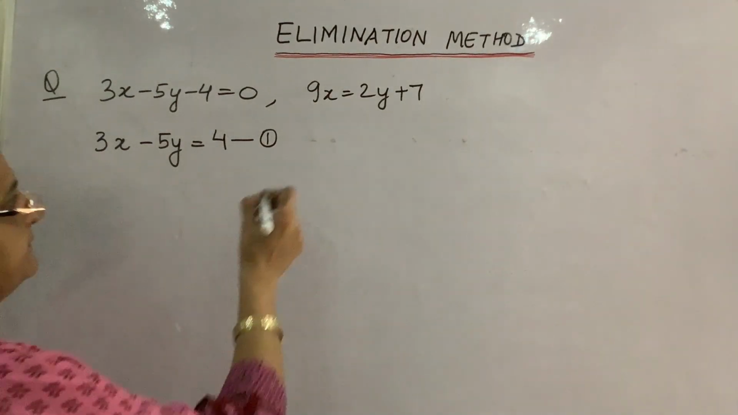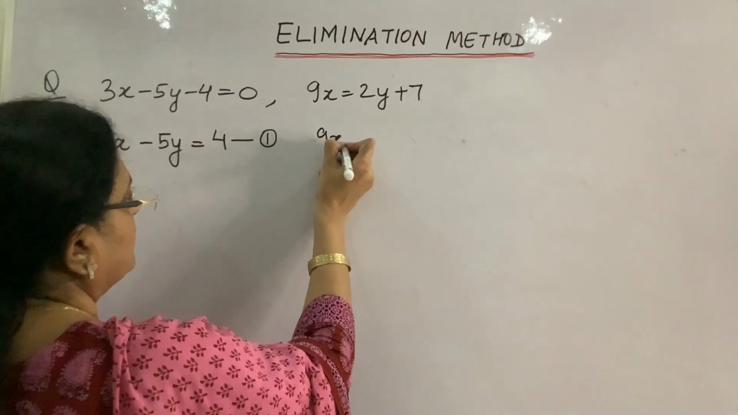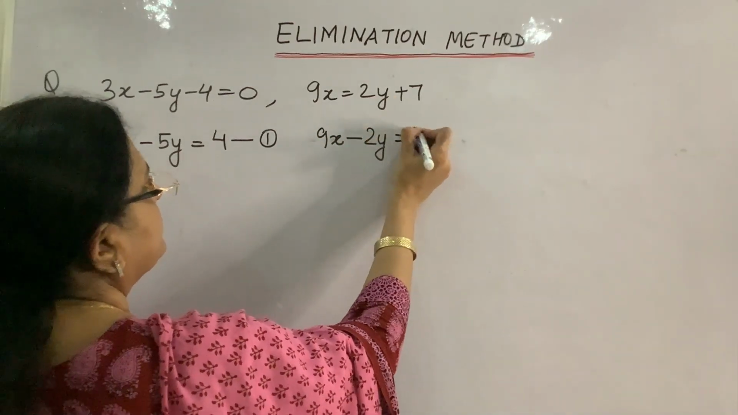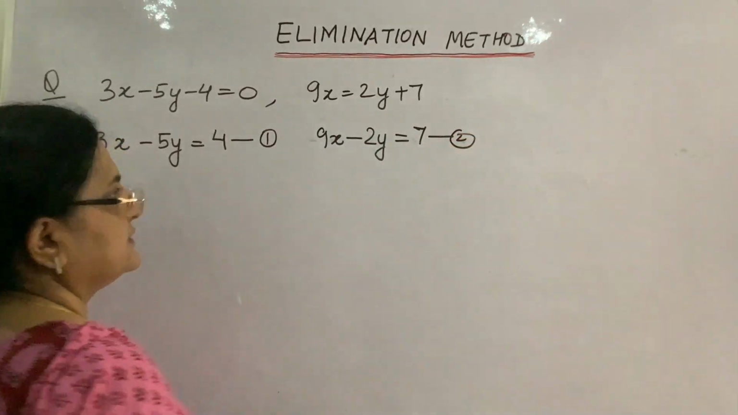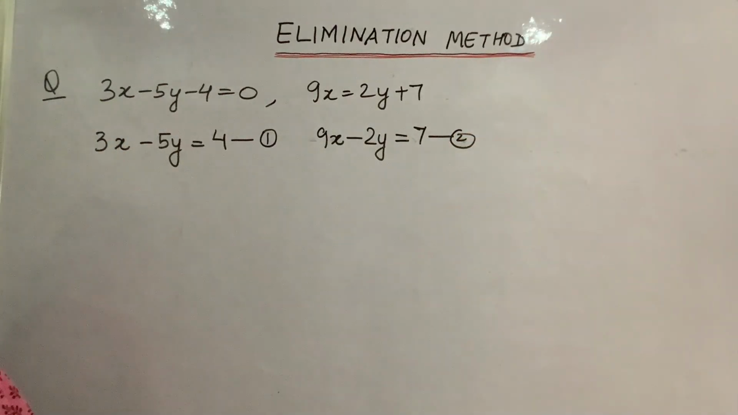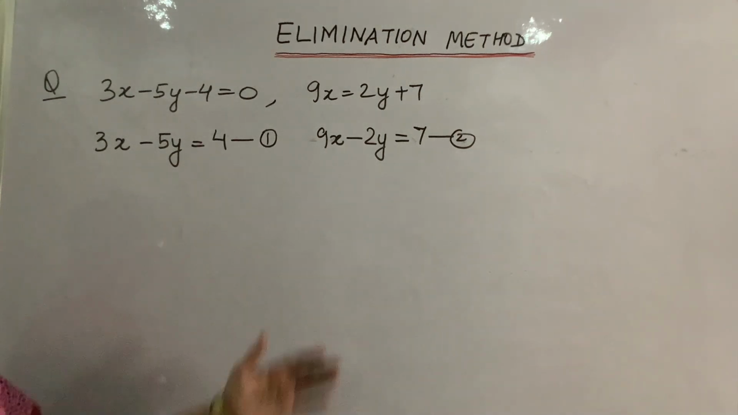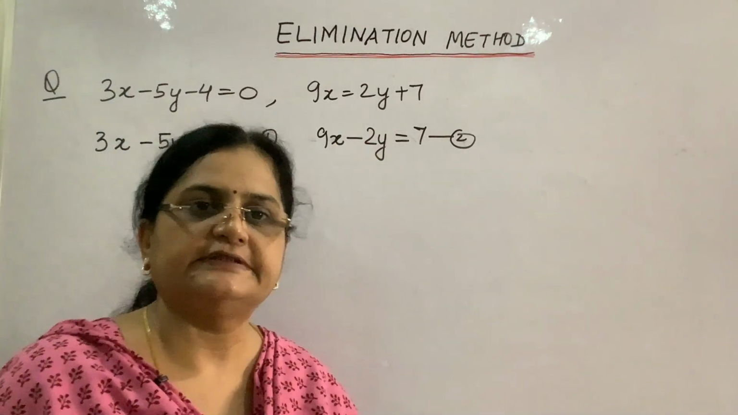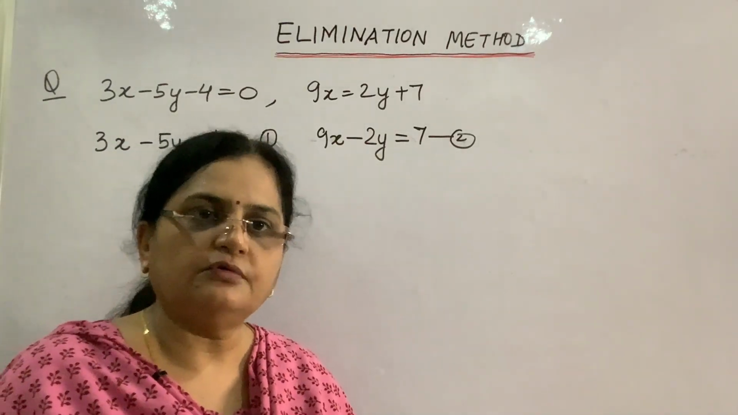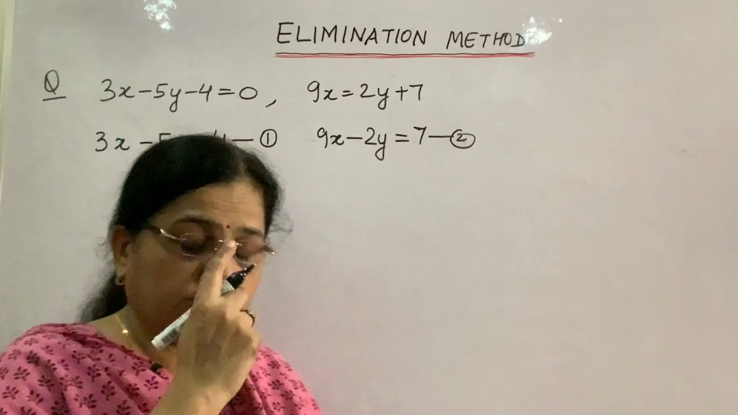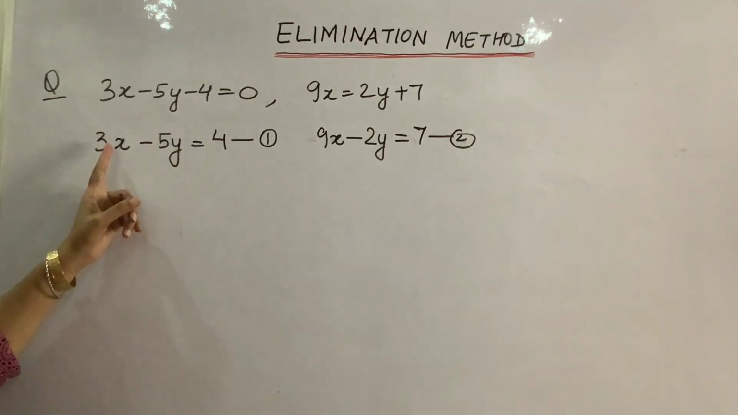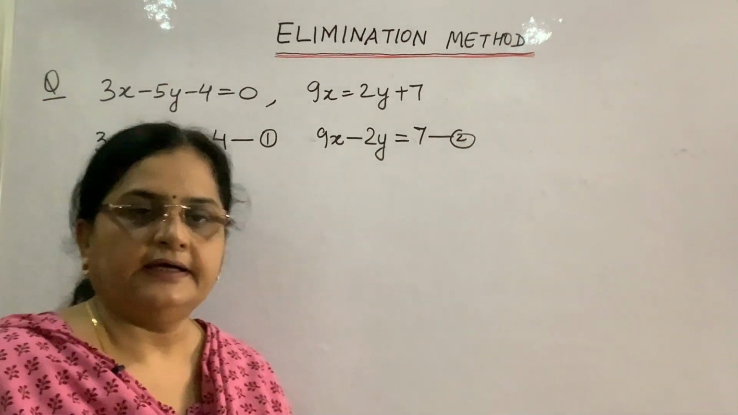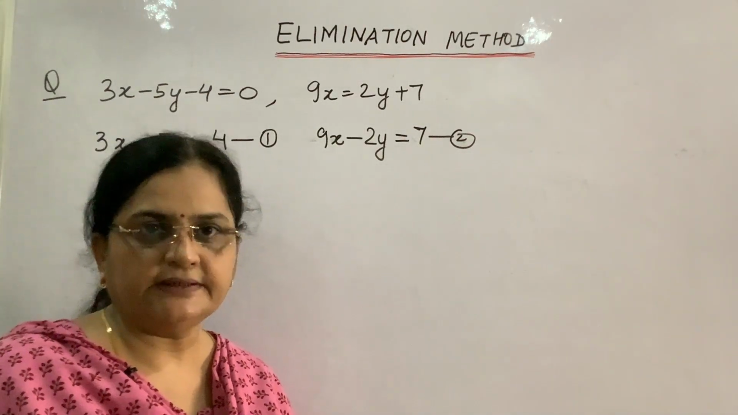And what about this? 9x is here. Transpose y and let the constant be on the other side. We have to have it in this form: ax plus by is equal to c. So the second equation becomes 9x minus 2y is equal to 7. Now we have to do what? Equate the coefficients. If I look into this equation, the coefficient over here is 3x and over here is 9x. So how to equate this?